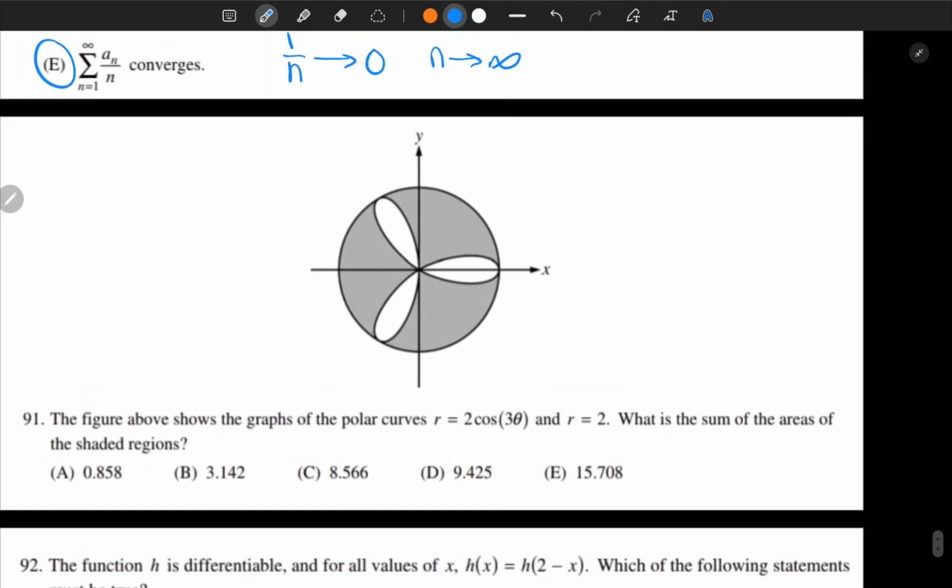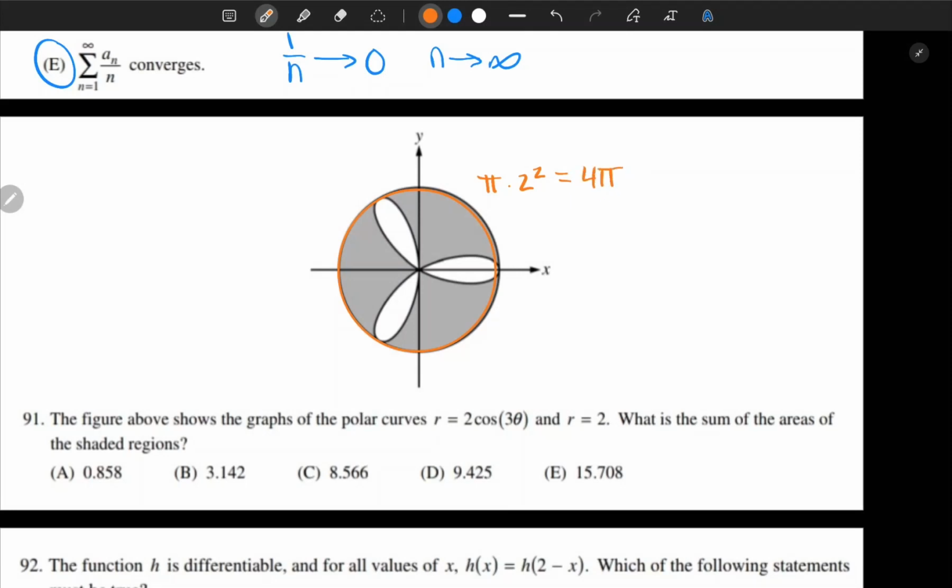Next, the figure above shows the graphs of the polar curves given by the following. What is the sum of the areas of the shaded regions? Well, we know that the entire region here is equal to just the area of this circle, which, since it has a radius of 2 as given here, has an area of pi times 2 squared, which is equal to 4 pi.